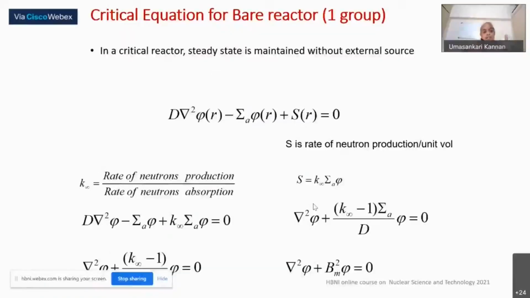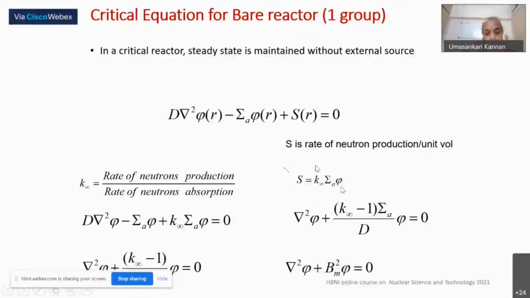So now let us talk a little more about the critical equation, because finally we need to find out how the flux varies with respect to space. The solution of this equation is going to be phi of r. Phi of r is nothing but the spatial dependence of the flux with respect to the dimensions of the reactor. In a critical reactor, the steady state is maintained without an external source. So this external source is basically going to be 0. You are going to only have your fission source.